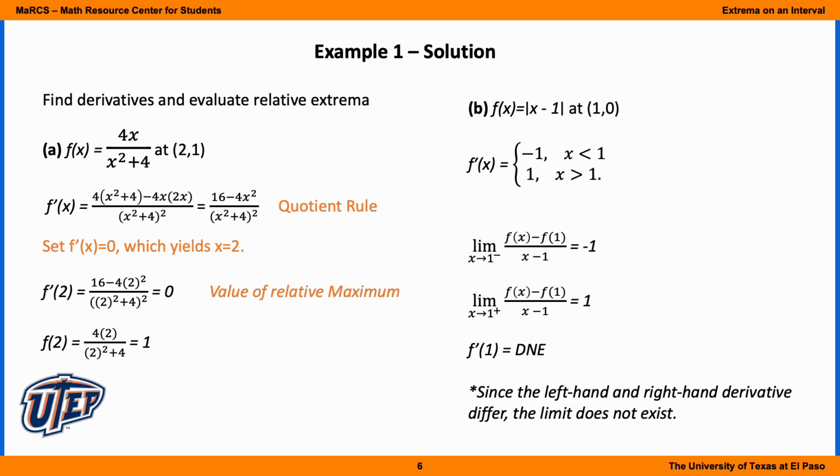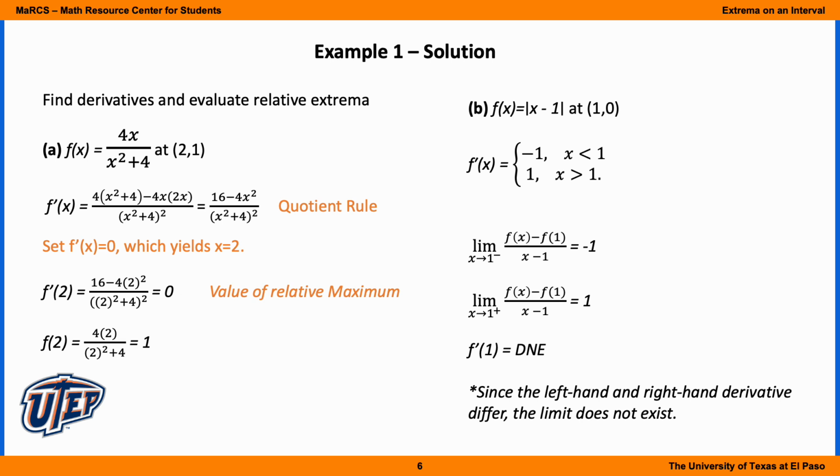So that is how we got f prime of x is equal to 16 minus 4x squared divided by x squared plus 4, all squared. Now, to find our relative extrema, we will set the derivative equal to 0. In our case, that will yield x is equal to 2 in the interval that we are looking at. So just to double check that that is the value of the relative maximum, we plug in 2 into our derivative, so f prime of 2, and that gives us 0.